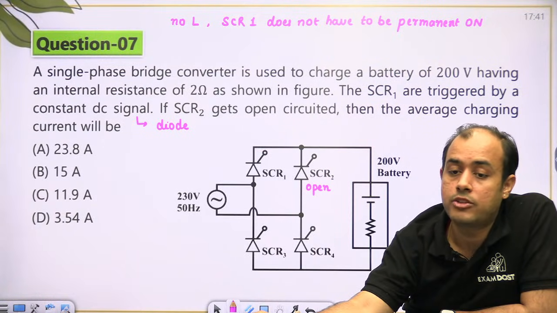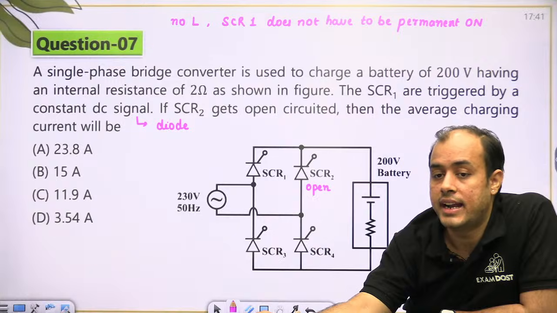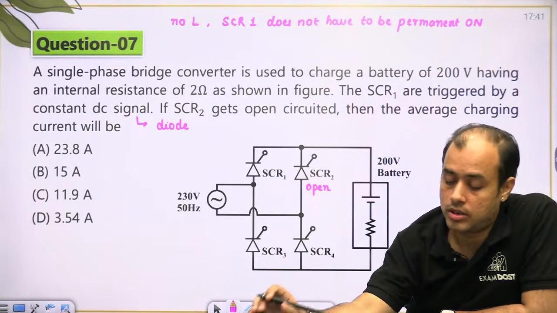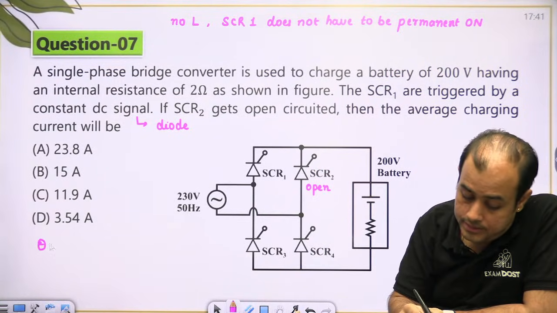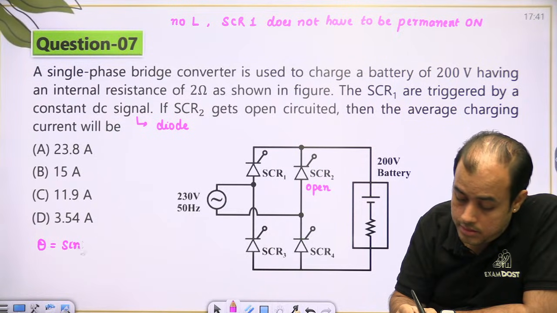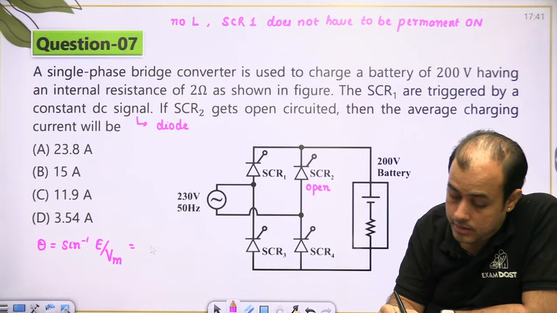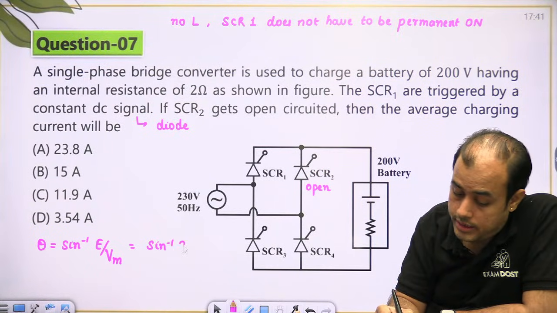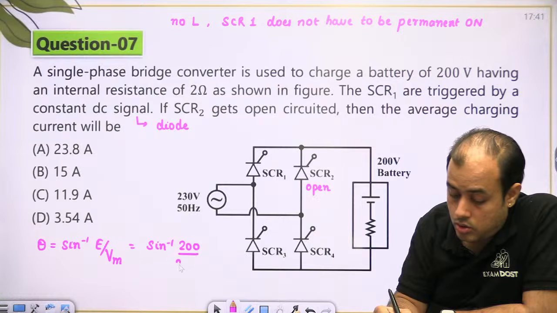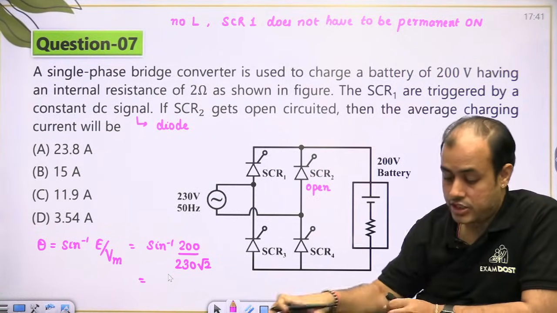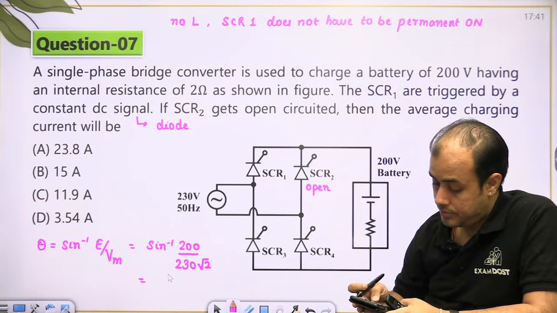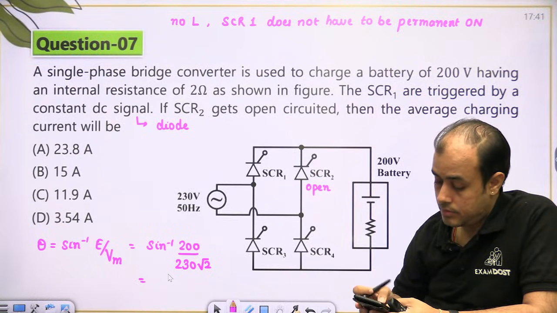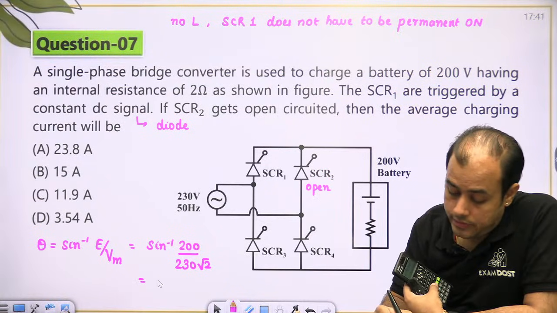So what we have to do? We have to find the value of theta. Okay. So theta is sin inverse E by Vm, 200 by 230 root 2. I need the average charging current beta. 37.9428.